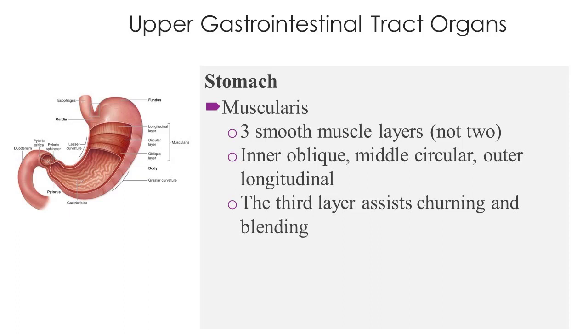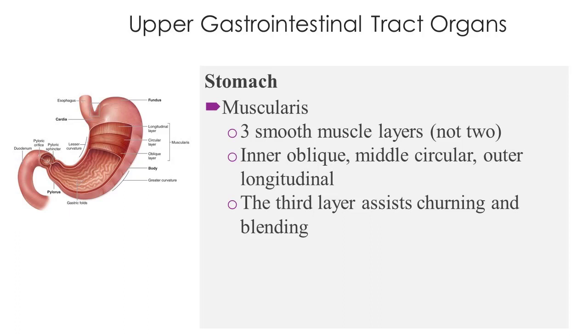Which one are we adding? Oblique. What does oblique mean? Yeah, to me it's not straight. You know, because the circular and longitudinal are 90 degrees. They're perpendicular to one another. Oblique is at an angle.